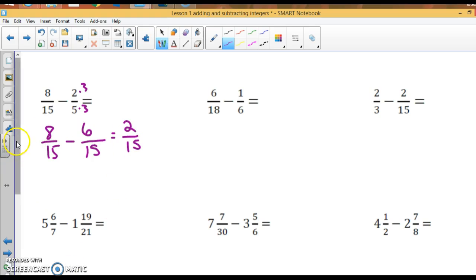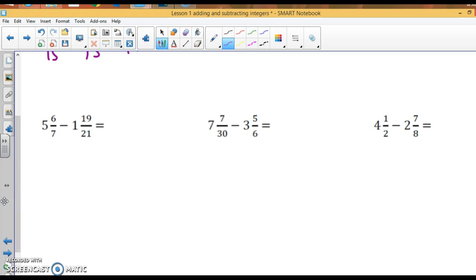Easy enough. Let's do one of these mixed numbers. I'm going to do this one. 7 and 7/30 minus 3 and 5/6.